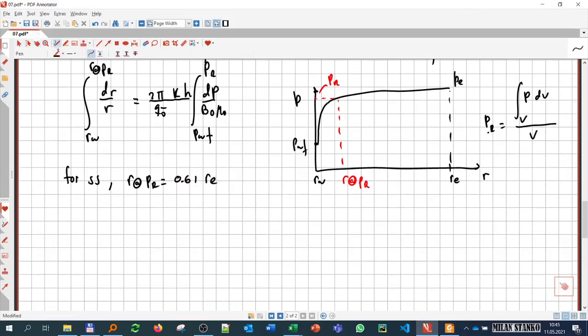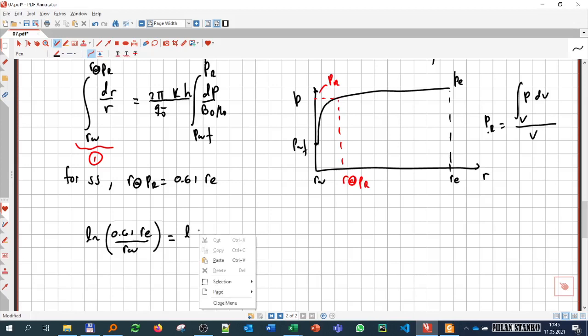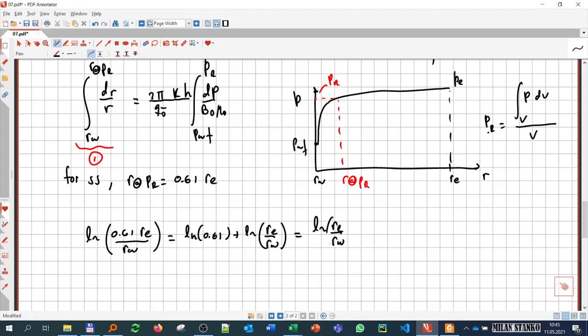So with this number we can say this part of the integral, part 1, is going to be ln of 0.61 RE divided by RW. That is the ln of 0.61 plus the ln of RE divided by RW. And we can say that this is the ln of RE divided by RW minus 0.5. So that's expression number 1.